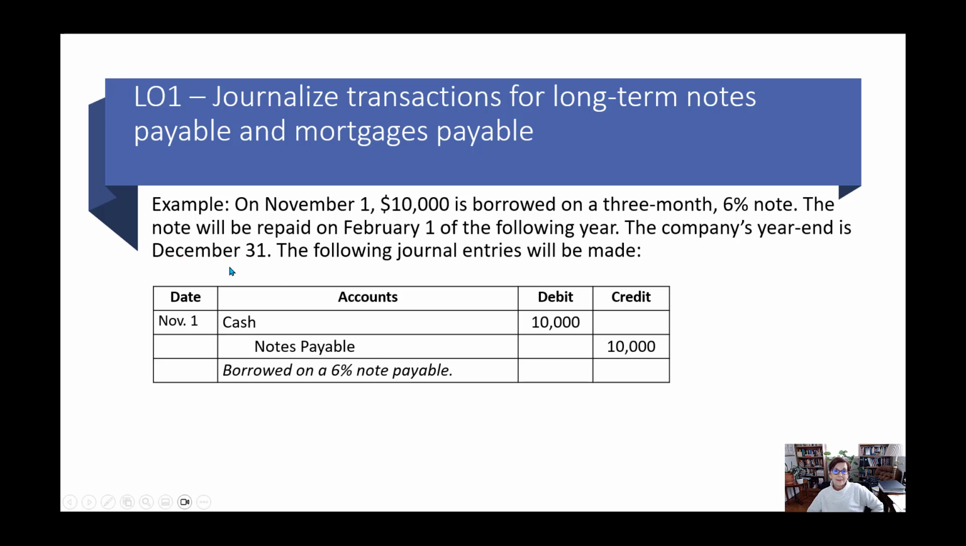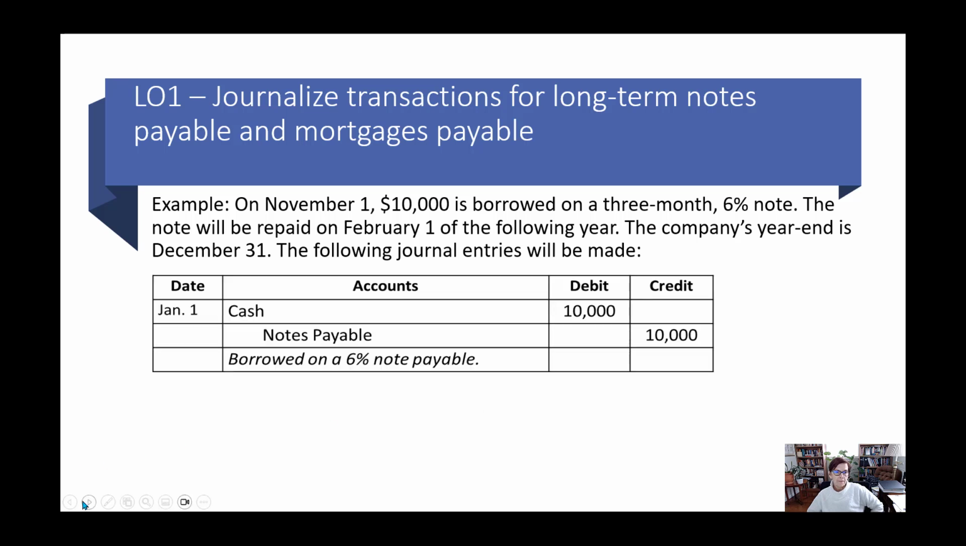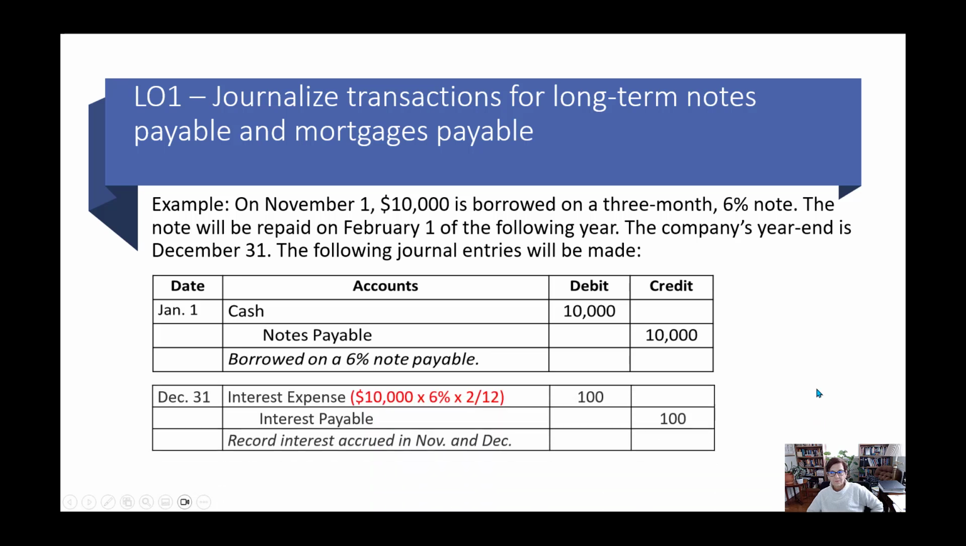Now, we get to December 31st, which is the company's year end. And remember, I mentioned that we have to accrue interest because between November and December, 2 months of interest have been incurred. So the company owes 2 months of interest and it hasn't been recorded yet. So we're going to make an adjusting entry at the end of the year for accrued interest. And what that looks like is this.